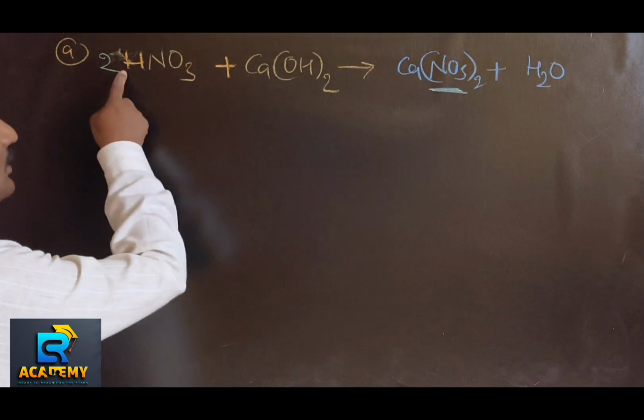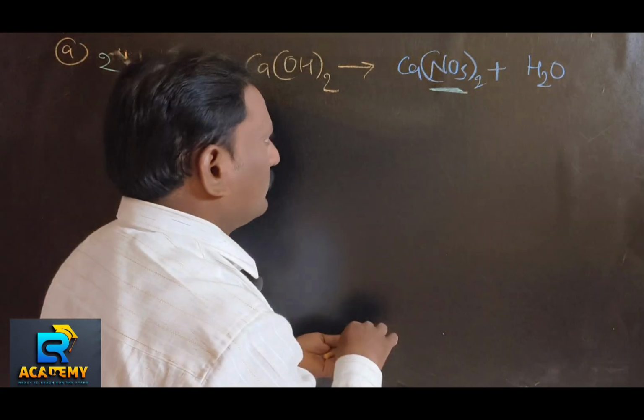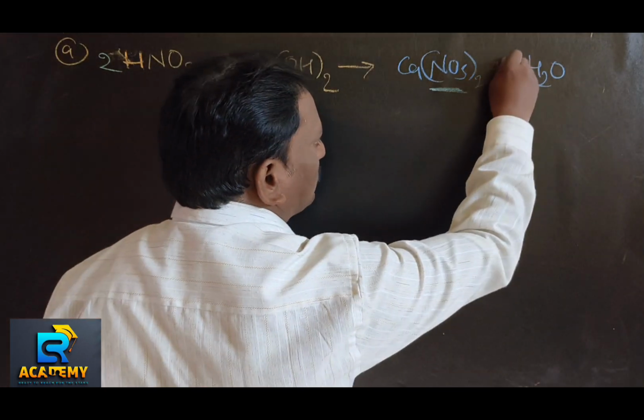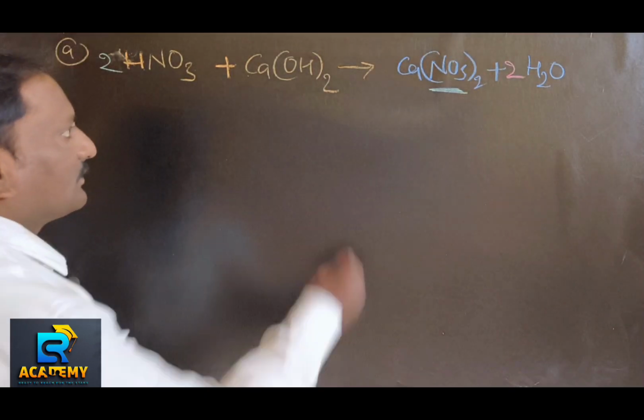Total hydrogens 2 and 2. Here only 2 hydrogens. Place here 2. So it's a balanced chemical equation. Let us check.